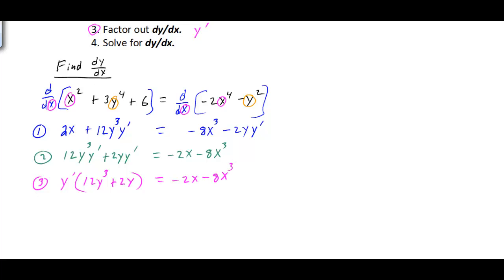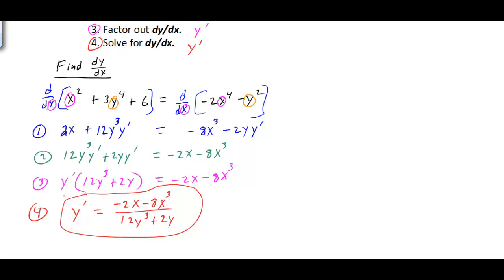And now for step number 4, this is the easy part. How do you solve for dy dx? How do we solve for our y prime? We simply divide everything else away. Since this is multiplication, then we divide, so we end up with negative 2x minus 8x cubed, and this is all divided by the 12y cubed plus 2y. And this here is our derivative.